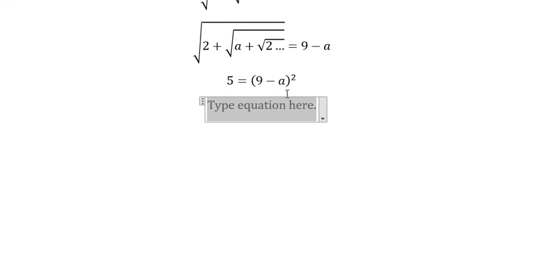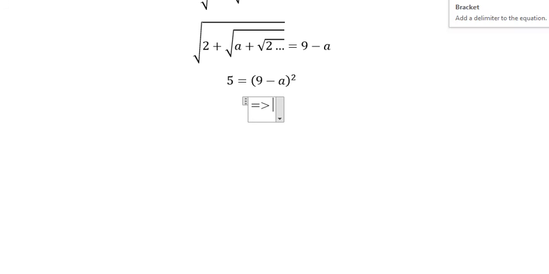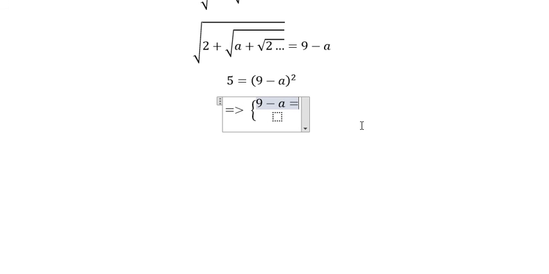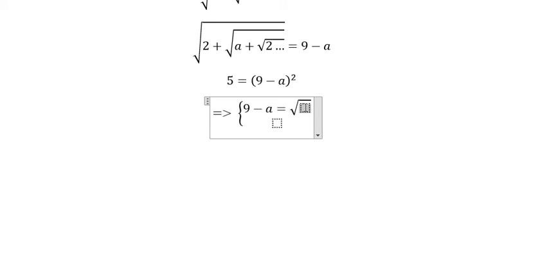Next, we put the square root in both sides, and we have two equations. The first one and the second one.